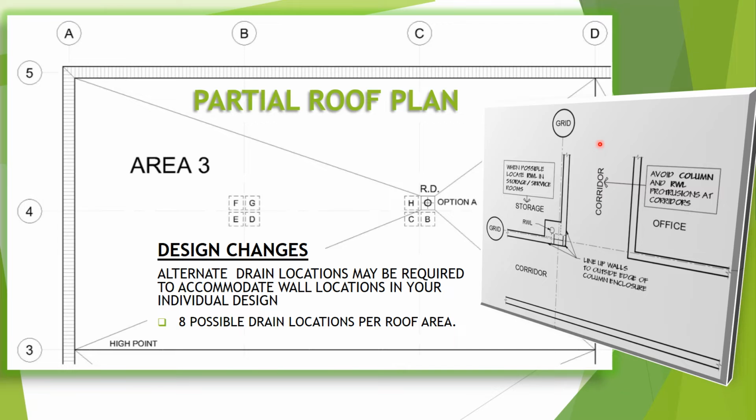Here's an example of a corridor. We have a rainwater leader coming down at this area, and we say, well, we don't want to come into the corridor. We have an option to put it here, here, or here, or here. So what we do is we bring it into the room. It's a storage room, so that's a good little spot for it. And we have the rainwater leader there.